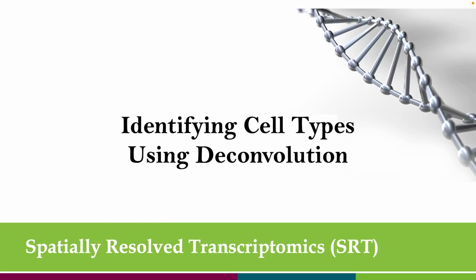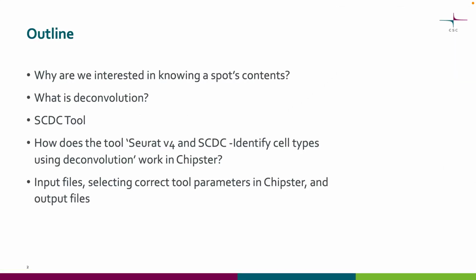Today, we will be discussing deconvolution, a spatially resolved transcriptomics methodology used to identify cell types in a heterogeneous mixture. First, we will discuss why we are interested in knowing a spot's content. Then we will talk about what is deconvolution. Next, we'll go into the details about the SCDC tool.